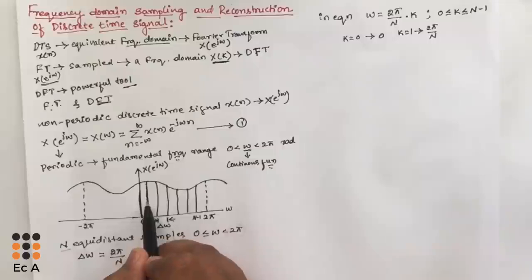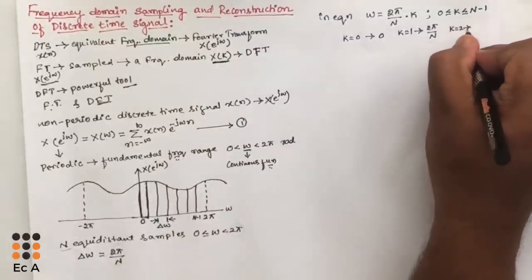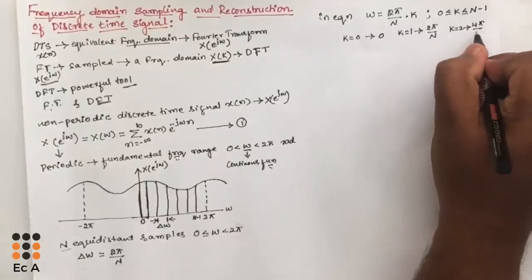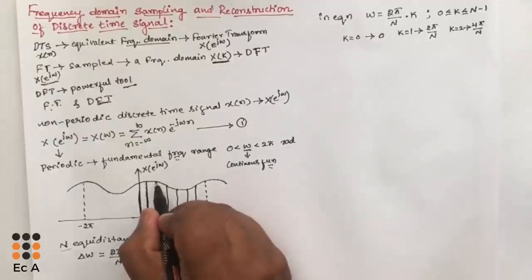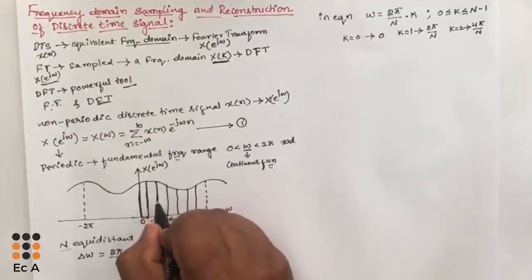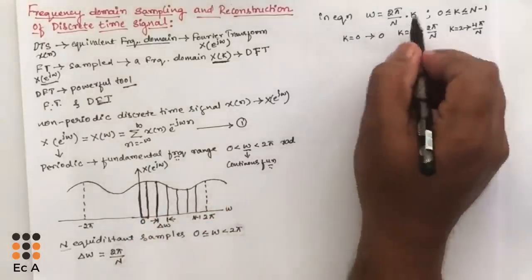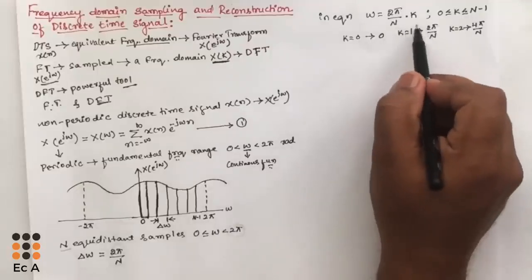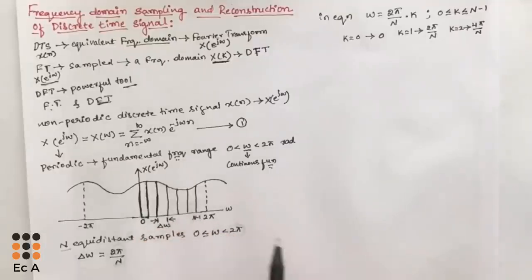So that will represent the first sample. If we take k is equal to 2, in that case the above equation will be 4 pi by N. So from 0 up to here the distance is 4 pi by N. That will represent the third sample. Likewise up to N minus 1, it will represent individual samples. So we can say the term k provides the value of individual samples.